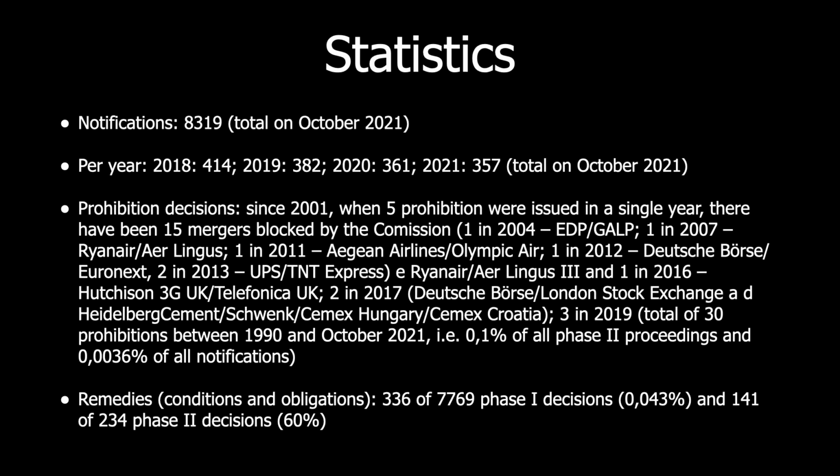The number of prohibition decisions is quite small. It is a total of 30 prohibitions between 1990 and October 2021. That is, of all the phase 2 proceedings, 0.1% have ended in prohibition, and this amounts to 0.0036% of all notifications. The most likely result, whenever there's a problem in terms of serious doubts as to compatibility, is really to have a decision on remedies, of which, as you can see, there are 336 decisions on remedies, also known as conditions and obligations, in phase 1, and 141 out of a total of 234 decisions in phase 2. So 60% of phase 2 decisions have ended with conditions and obligations.